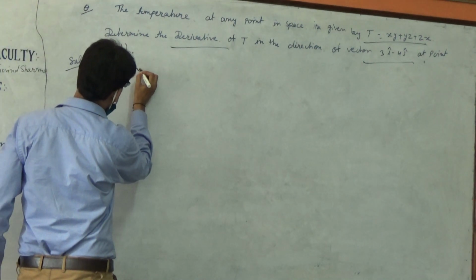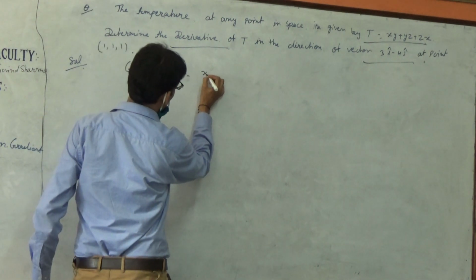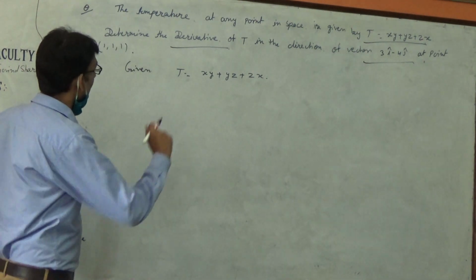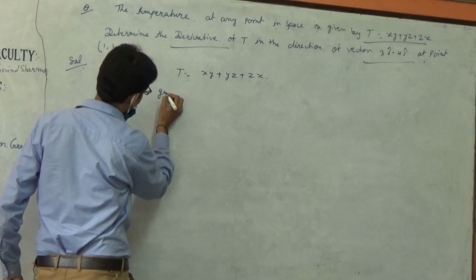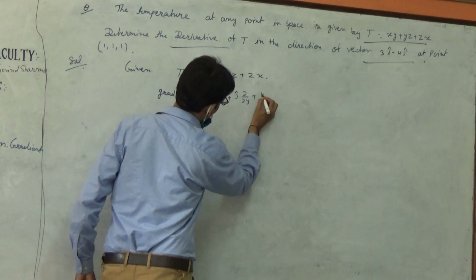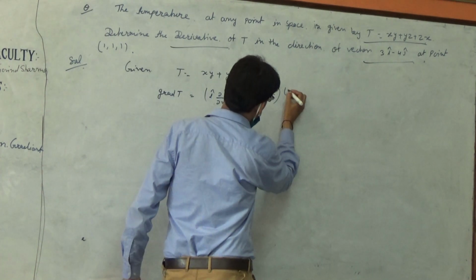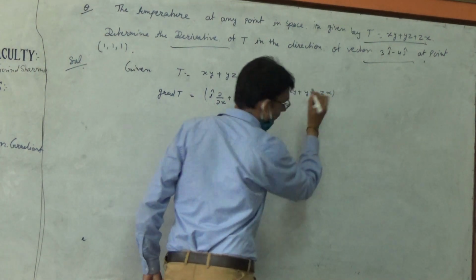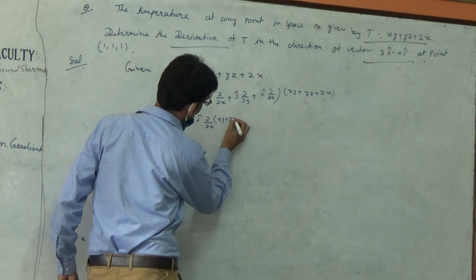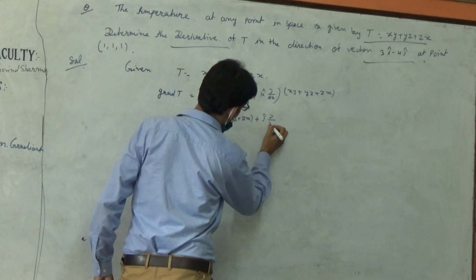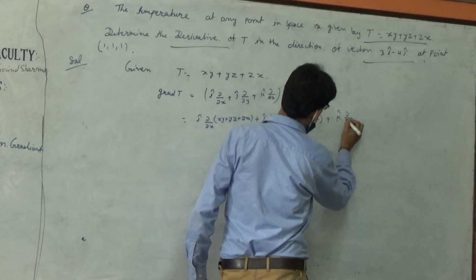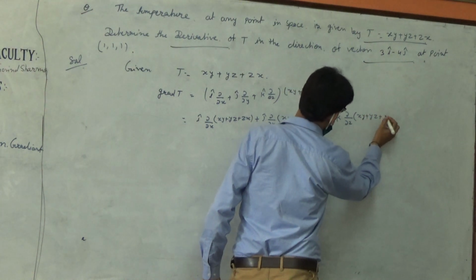So, given T is equal to xy plus yz plus zx. This is given. Now we have to find the change. So gradient of T is i del upon del x, j del upon del y, k del upon del z, of xy plus yz plus zx. Now i del upon del x of xy plus yz plus zx, plus j del upon del y of xy plus yz plus zx, plus k del upon del z of xy plus yz plus zx.